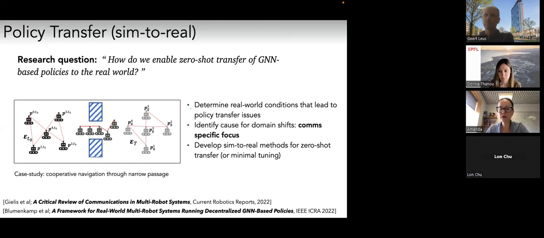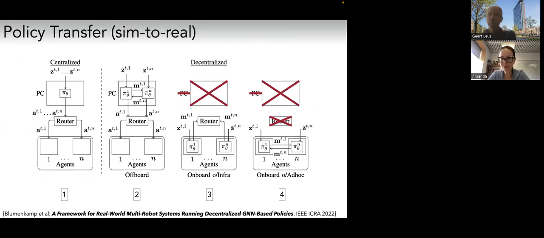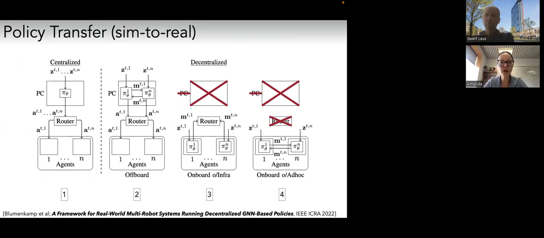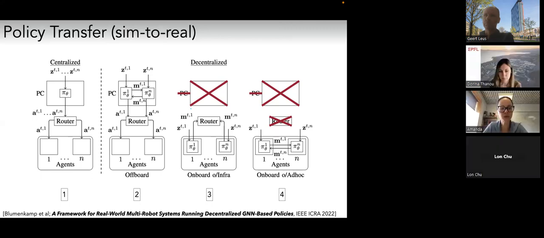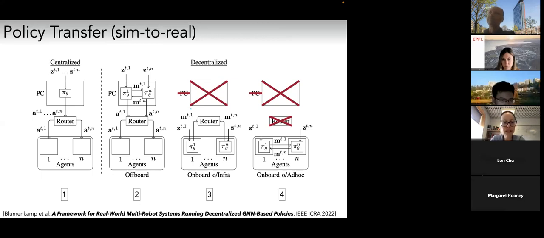What we did in our methodology in order to test the scenario is we designed a physical ablation analysis scheme where we go from an idealistic setup to a setup that is essentially what you'd encounter in the real world. And we move through several steps in this system. So this is all happening in the real world, but we start from a system that is centralized, where all the policies are running on a centralized computer. The centralized computer computes all the actions, sends those actions to a router, and the router then distributes those actions to the robots. Okay.